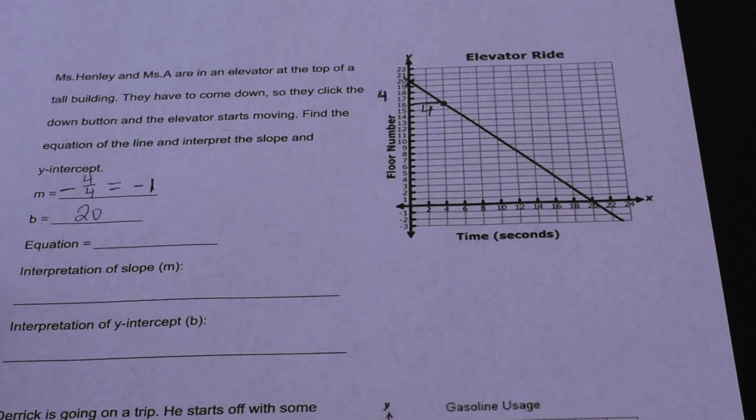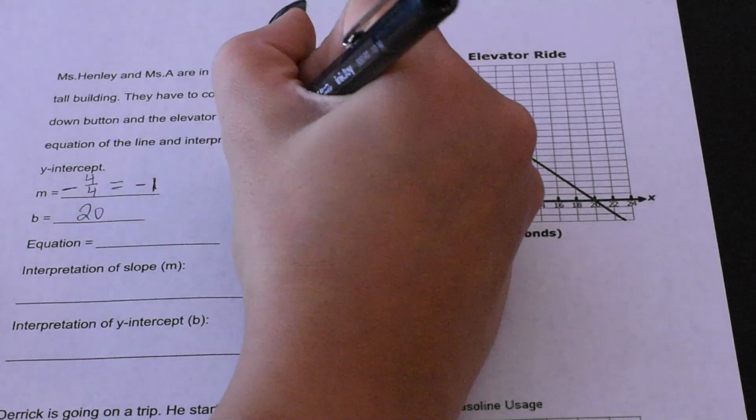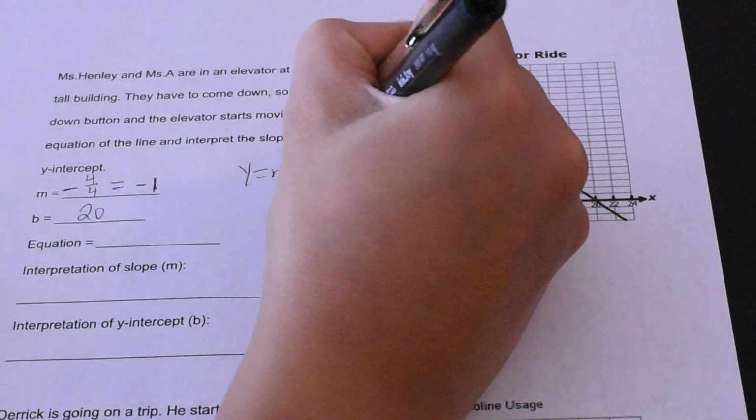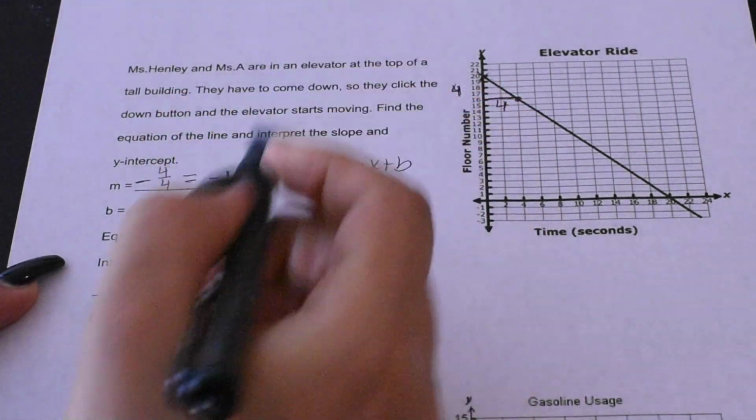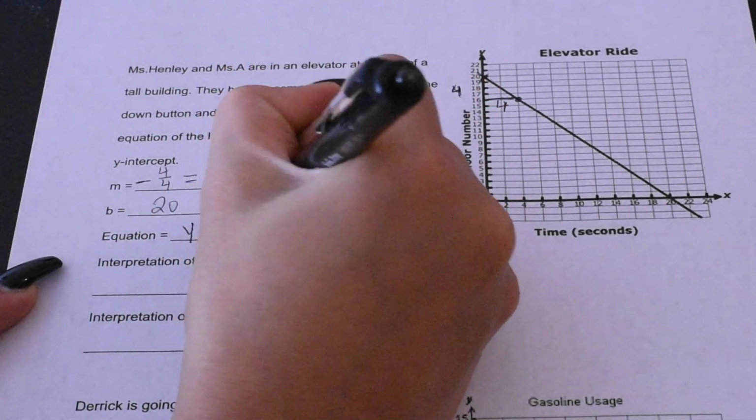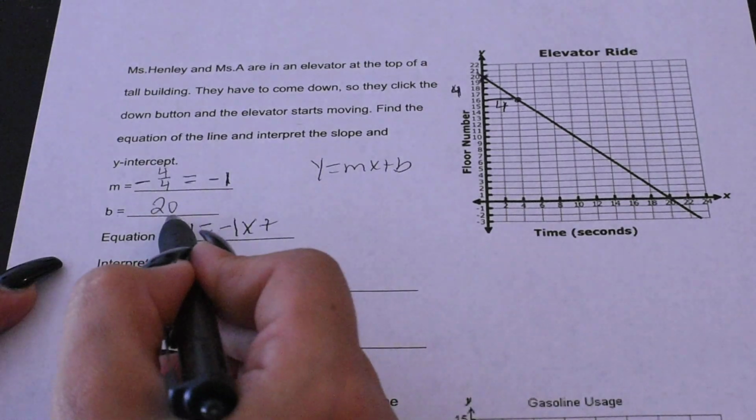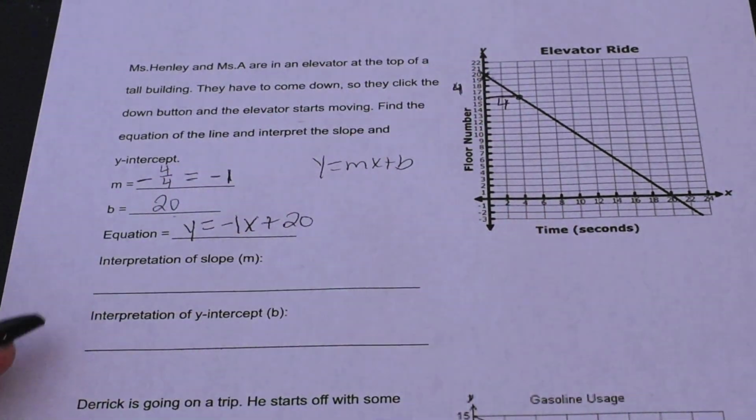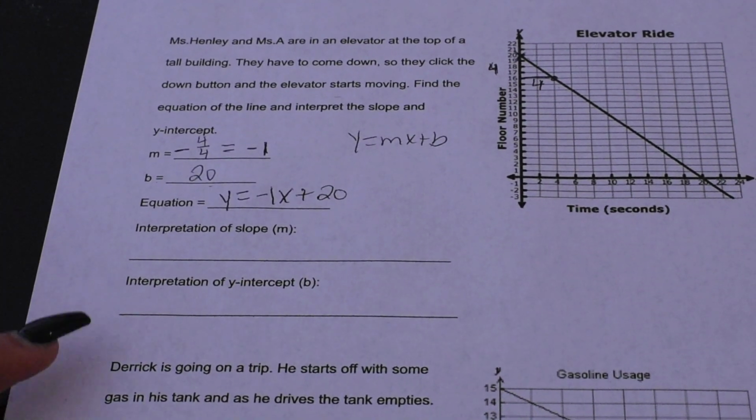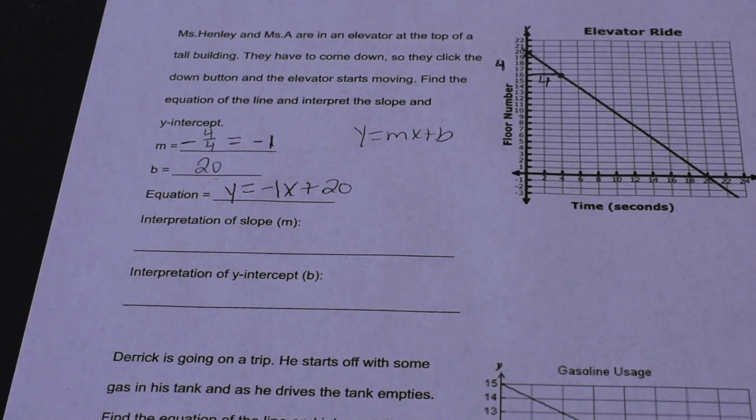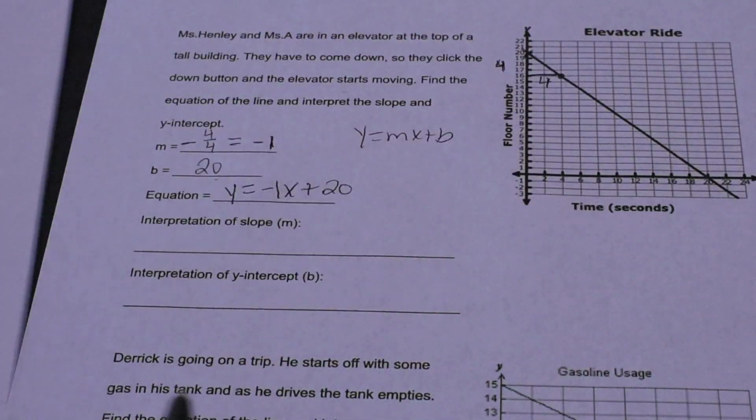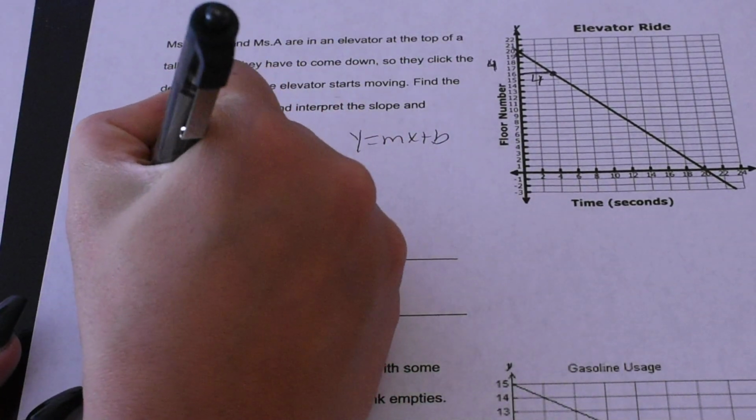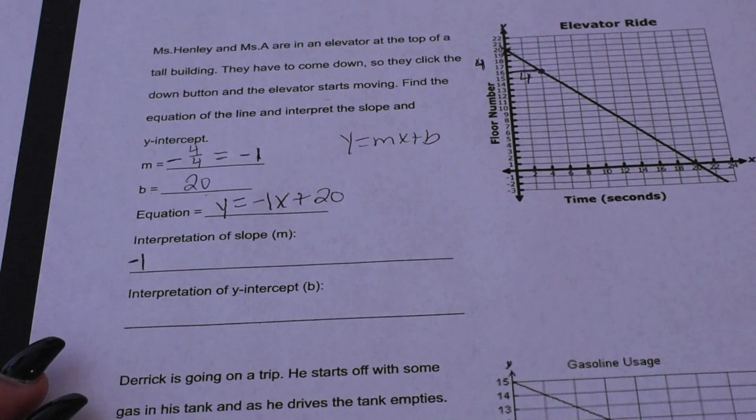All right? So my equation, we said, is y equals mx plus b. So my equation: y equals -1x plus 20. So we're going to interpret the slope and the y-intercept. We said slope is always going to be your slope number, y per x. So my slope number is -1.